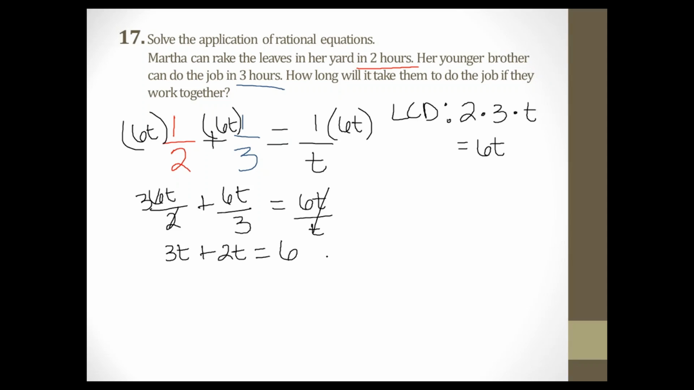All right, we're left with 6. So 3t plus 2t is 5t equals 6. Solve for t by dividing by 5. So t equals 6/5, 6 over 5, 6/5 hours. These problems you set up pretty much the same way each time. Just remember how you set up your rational expressions.